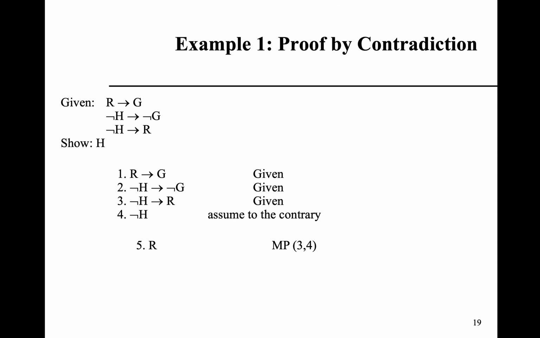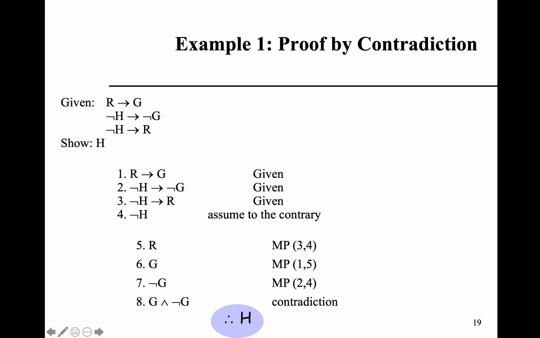So R, now based on the 3rd and the 4th statement, exists. G exists, and not G exists based on different statements. We also have a 4th one, which is essentially a contradiction. Once you have a contradiction, once you know that all of this exists, essentially, it is hot.